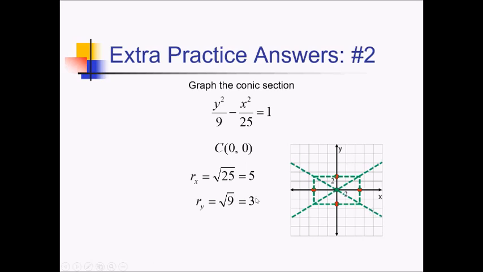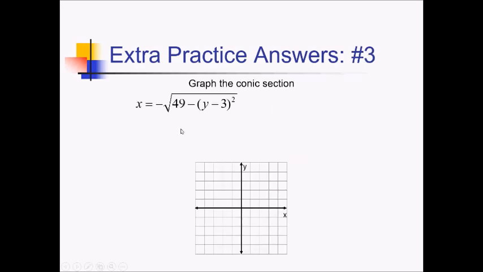And now, which way am I going with my hyperbola? Well, I noticed that I have a positive y squared, so that means this is going to be an up-down kind of hyperbola. So I've got a branch up here, and also another branch down here.